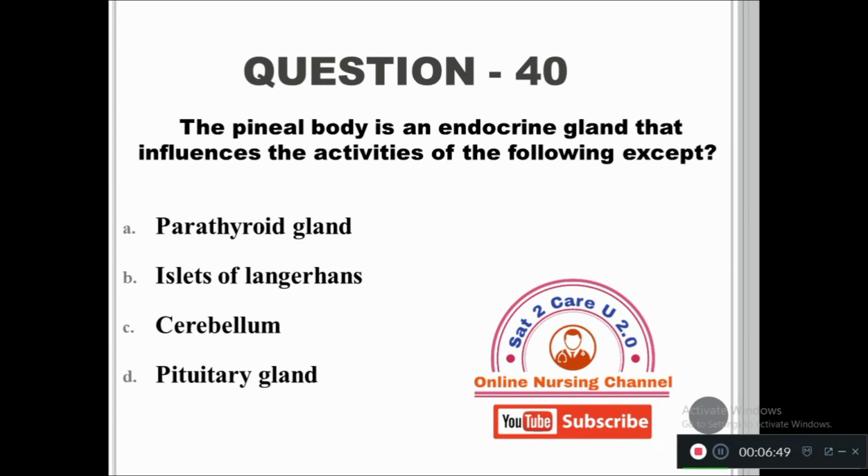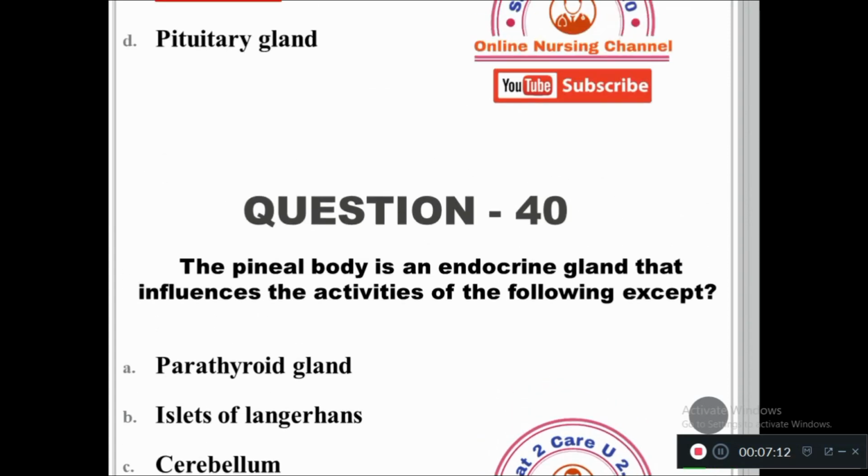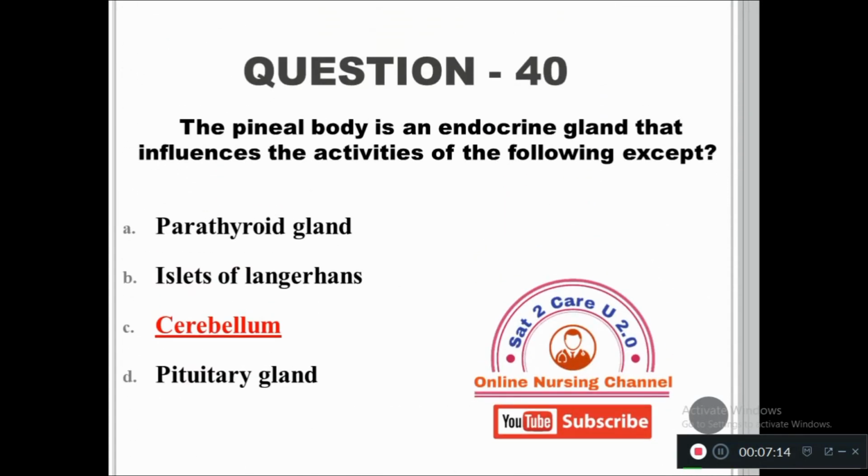Question number 40. The pineal body is an endocrine gland that influences the activities of the following except option A, parathyroid gland. B, islets of Langerhans. C, cerebellum. D, pituitary. The right answer is option C, cerebellum. Cerebellum is the one which is not influenced by the pineal gland.